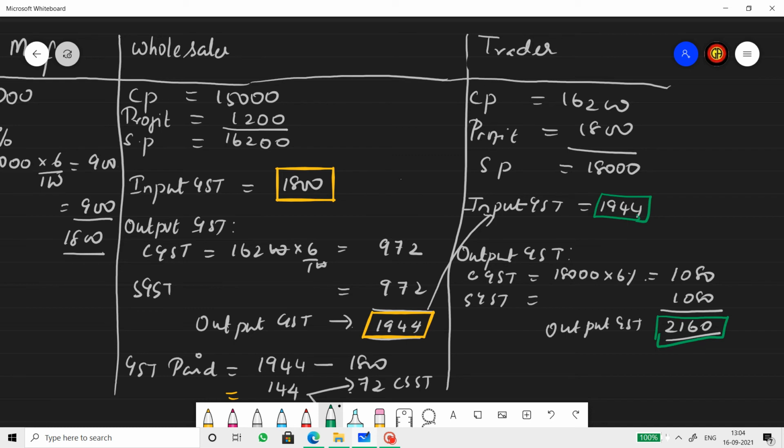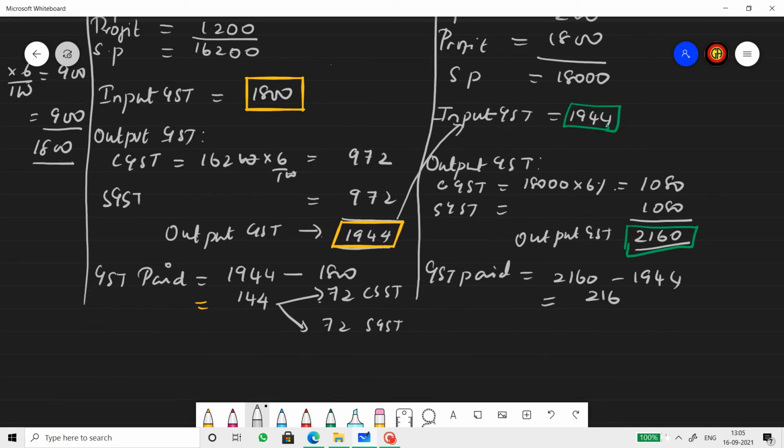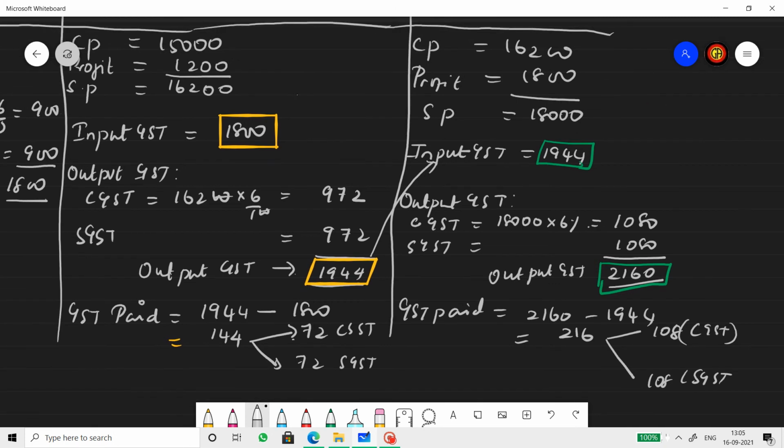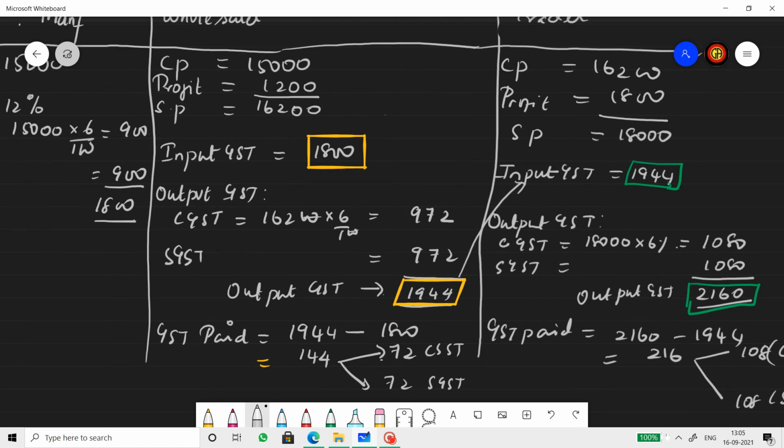Now the net GST, or the GST paid by the trader to the government, will be output minus input. So 2160 minus 1944, which will come out to 216 rupees. Again make a point, half will be CGST, half will be SGST. So 108 will be CGST, 108 will be SGST. We don't know what the questions are, so we should be ready with all the figures. So with this, the dealing is over. Now the ultimate consumer.